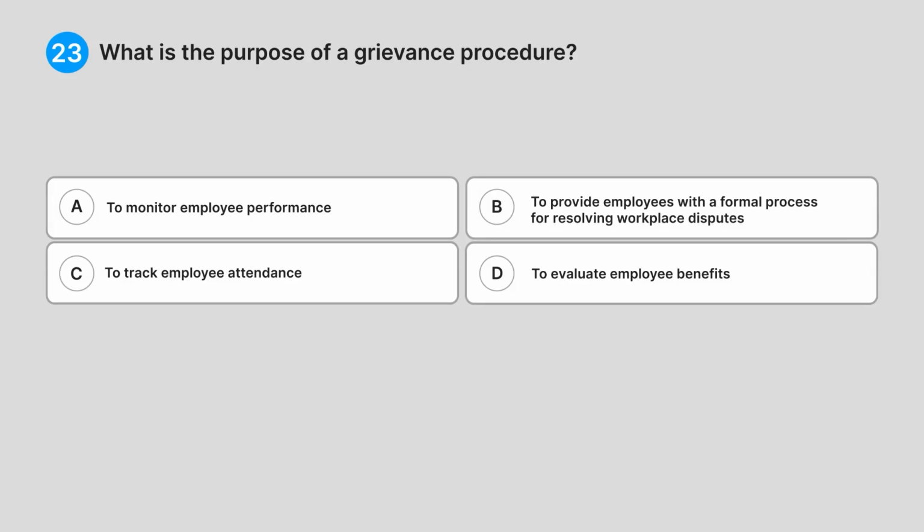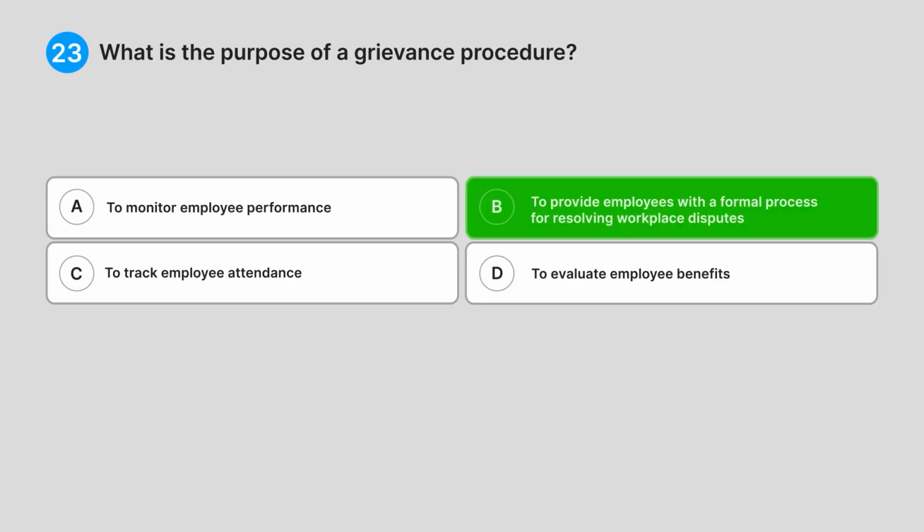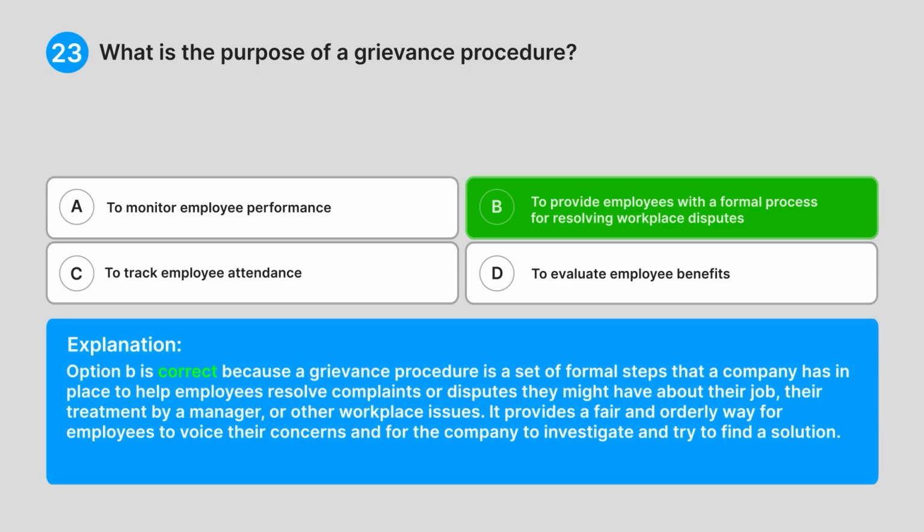Correct answer. B. To provide employees with a formal process for resolving workplace disputes. Explanation. Option B is correct because a grievance procedure is a set of formal steps that a company has in place to help employees resolve complaints or disputes they might have about their job, their treatment by a manager, or other workplace issues. It provides a fair and orderly way for employees to voice their concerns and for the company to investigate and try to find a solution.